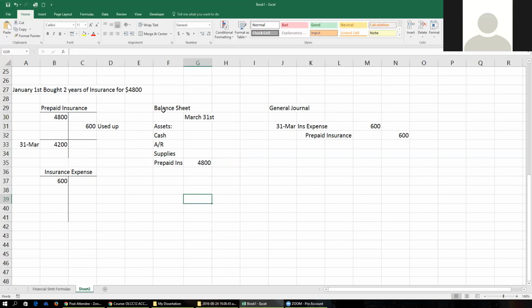Because we don't want to tell our reader, March 31st, I still have prepaid for 2 years worth of insurance. That's telling the reader I have 2 more years left to go on this insurance policy. As of March 31st, I don't have 2 more years left. I've used January, February, and March already. I've used them up. So I'd be misleading the reader, overstating or inflating how much insurance I had if I left it at 4,800.